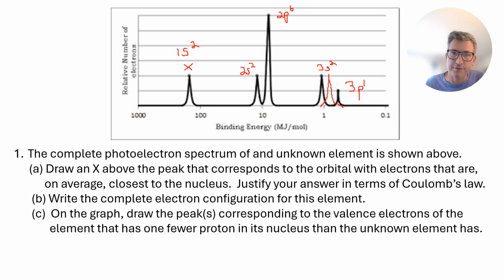So your valence electrons in magnesium would be a little bit lower binding energy, and you don't have to know the exact number. They just want to know that you understand that with one less proton, the binding energy goes down just a little bit. And so you would draw it just to the right of the 3s2 peak that you had for aluminum. And that is topic 1.6.